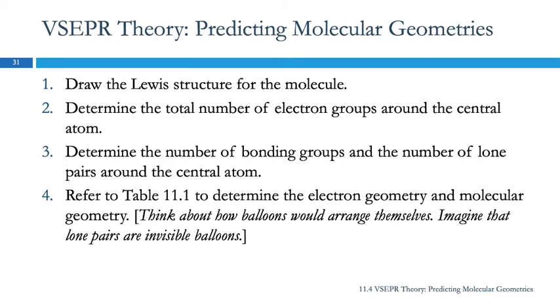And then the book says refer to table 11.1. Well, it's not going to help you on an exam because I'm not giving you table 11.1. So that's what I consider bad advice. Cross that out. That's not good.